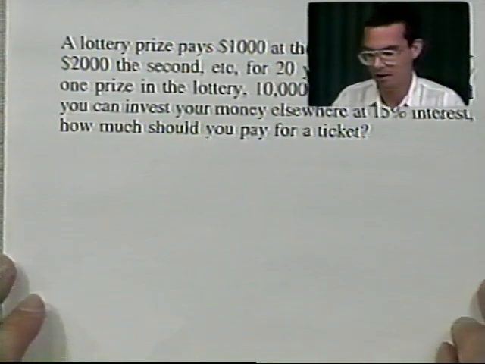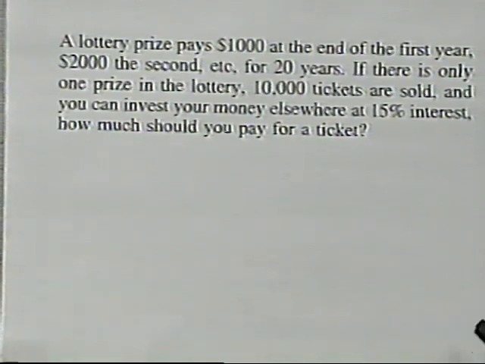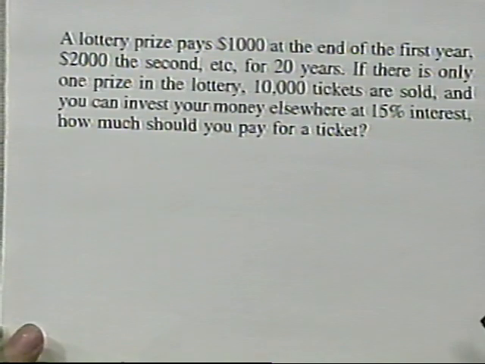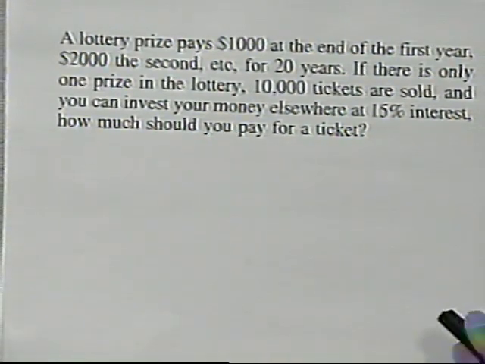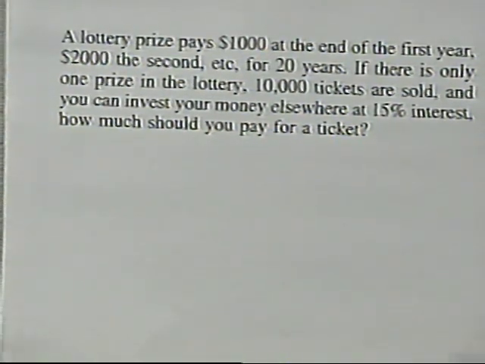So let's look at an example. Here we have a lottery. It pays $1,000 at the end of the first year, $2,000 at the end of the second, etc. for 20 years. If there's only one prize in the lottery and 10,000 tickets are sold, and you can invest your money elsewhere at 15% interest, how much should you pay for a ticket?